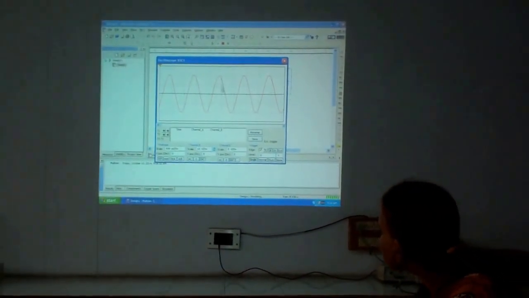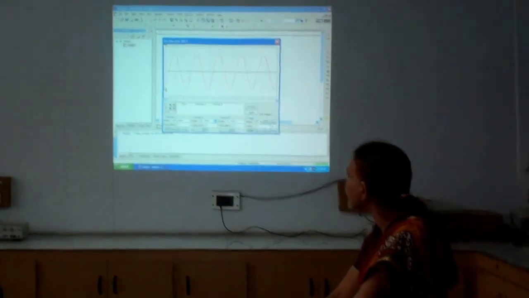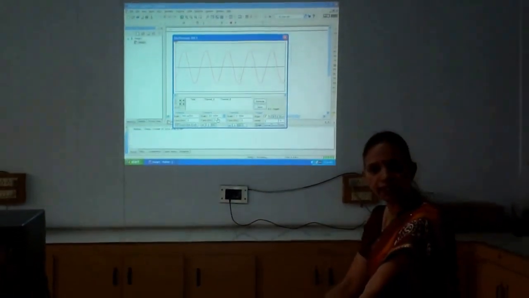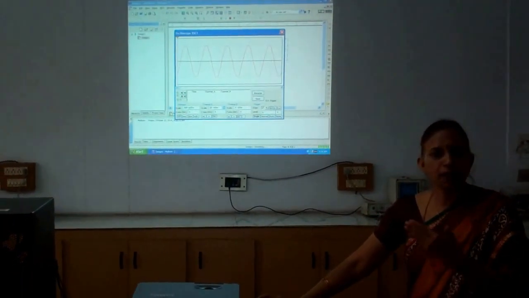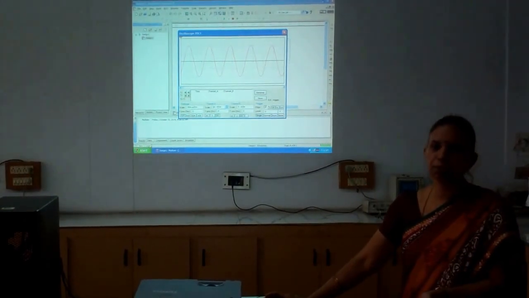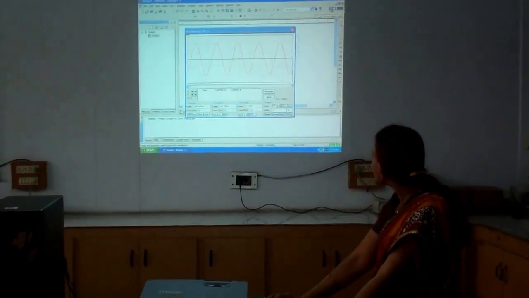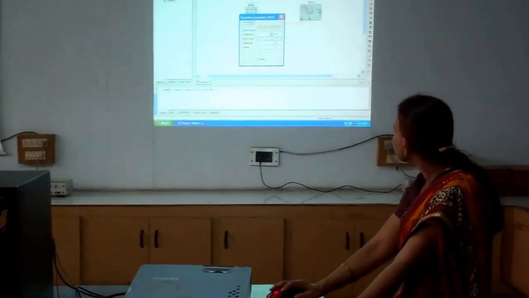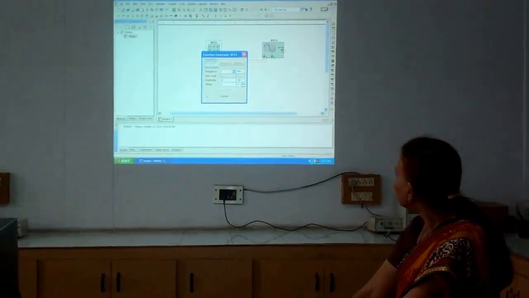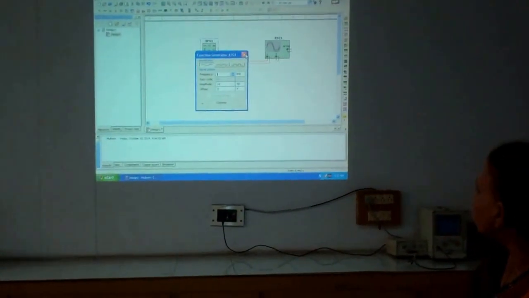So the peak value is the maximum value, either positive maximum or negative maximum, and will be half of it. That is, when the peak to peak is 40, the peak value or the maximum value is 20. Let us see whether what we have done is correct. So for that, first stop the simulation, click on this, it will tell you the amplitude, the peak value is this.